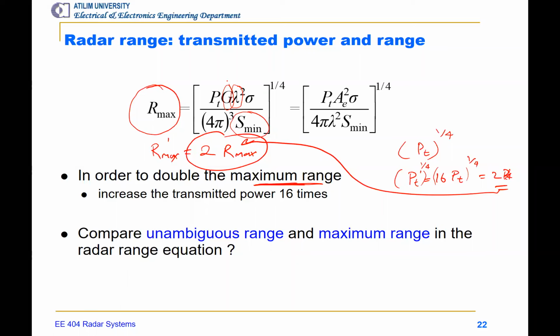Now the question here is critical: unambiguous range and maximum range. I got an equation here for maximum range, and we also have an unambiguous range we defined previously. So which one will be used, or how do we relate them? That's a question that we have to think about. I'm not asking you to answer now, and I'm not going to answer. I recommend you read about that, and we can discuss it in the next lesson.